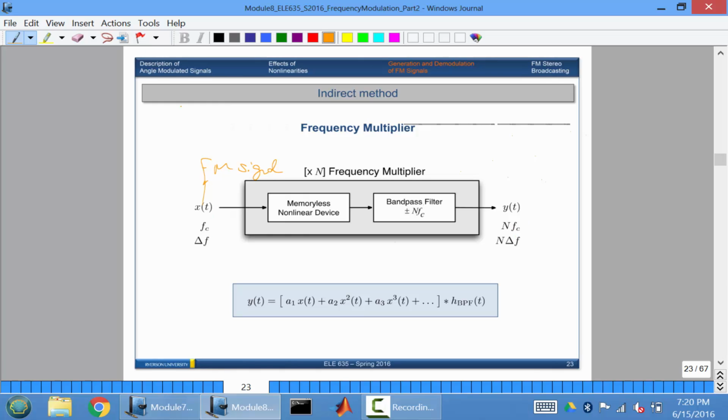So this is the input here, and the desired one would be this one. This is the output, which is fine. All right, so that's basically how you do the frequency multiplier.